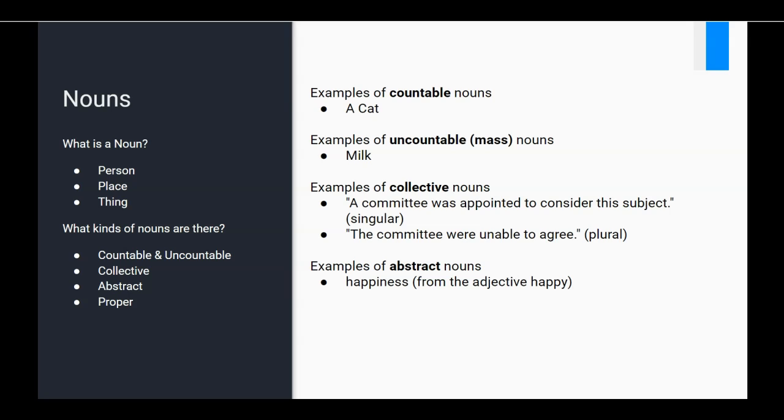In English, many abstract nouns are formed by adding a suffix. So, for example, ness, as in this example, happiness. And these suffixes are added to adjective forms or verbs. Another suffix, and the famous one, is ation, as in circulation. And iti, as in serenity.